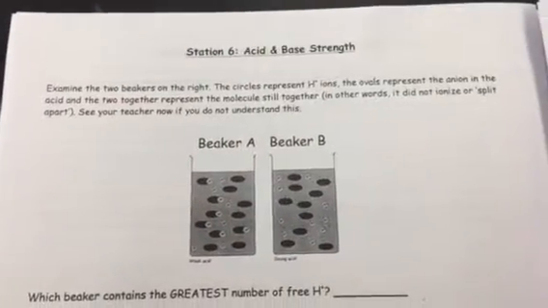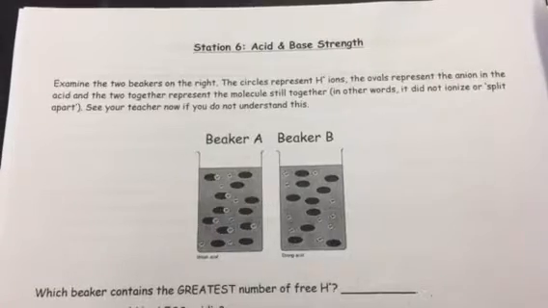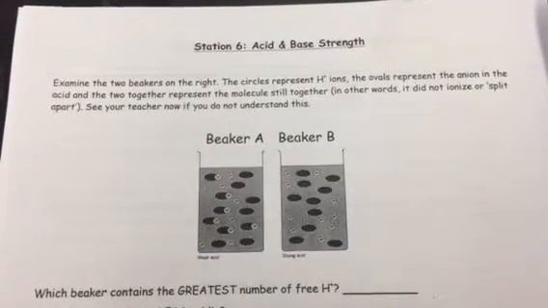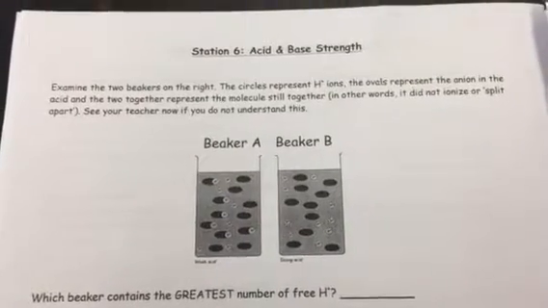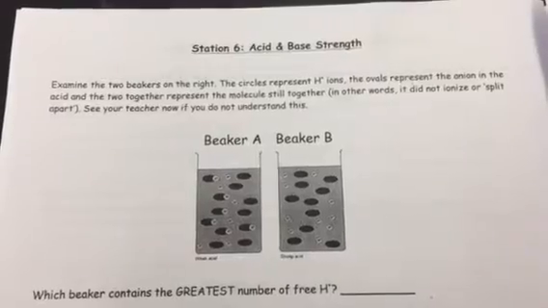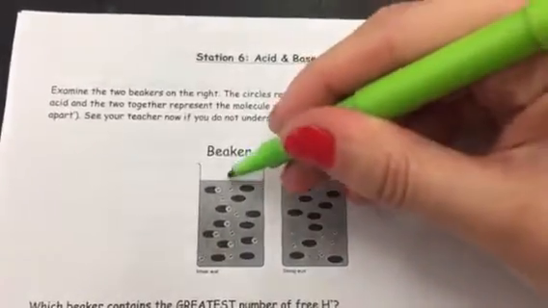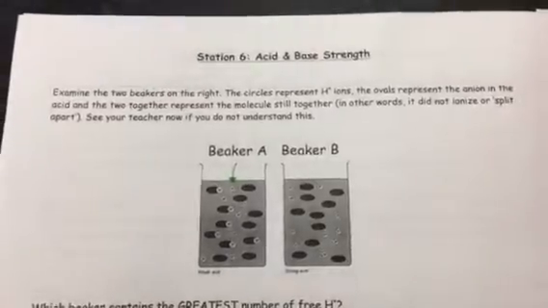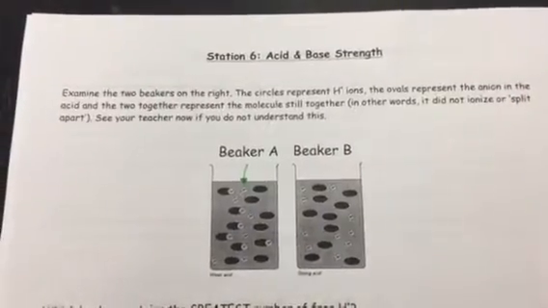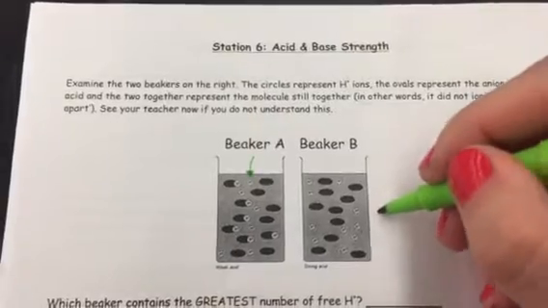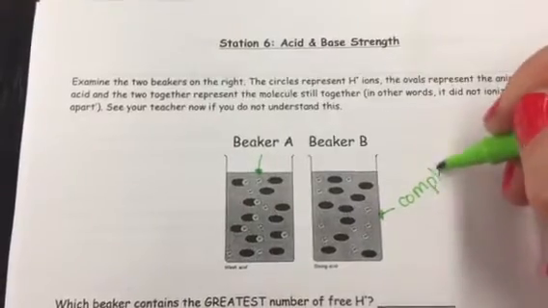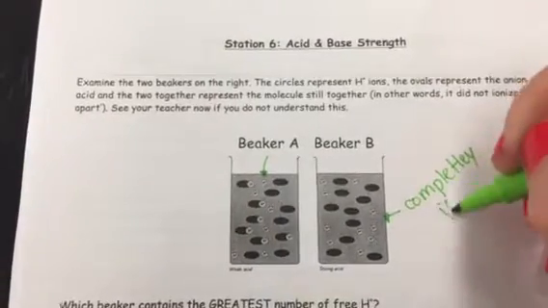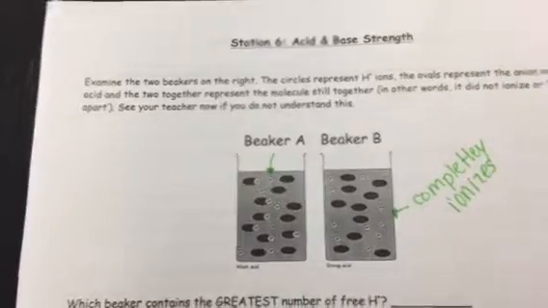Right. In this station, we are going to be looking at the relative strengths of acids and bases based on the number of free ions in the solution. If you look at beaker A and B, you will notice that beaker A has fewer free hydrogen ions. Those are these little circles that are not attached to anything. And beaker B has more free hydrogen ions. We can say that beaker B completely ionizes, and that beaker A only partially ionizes.